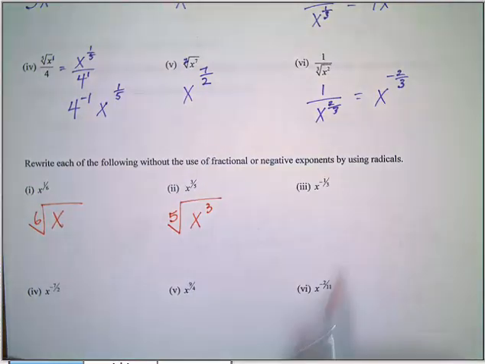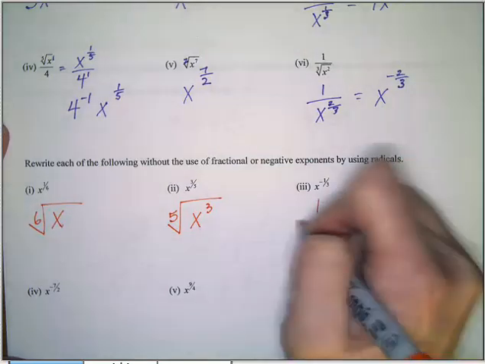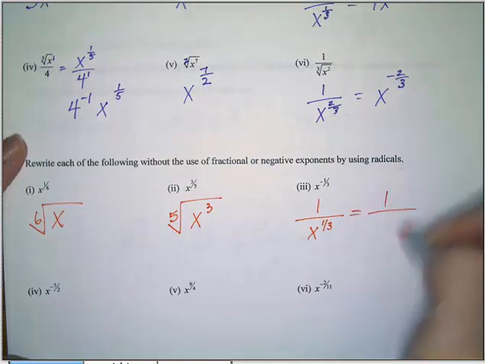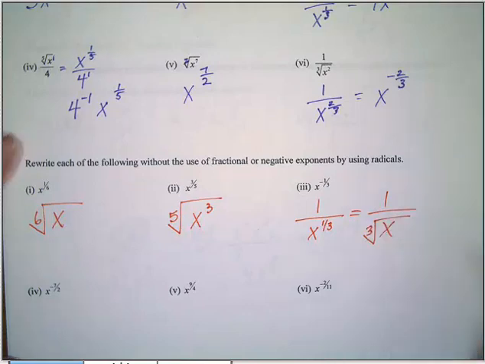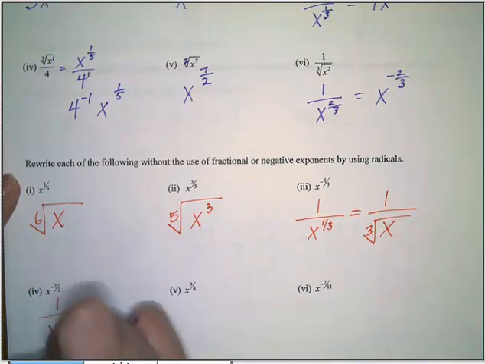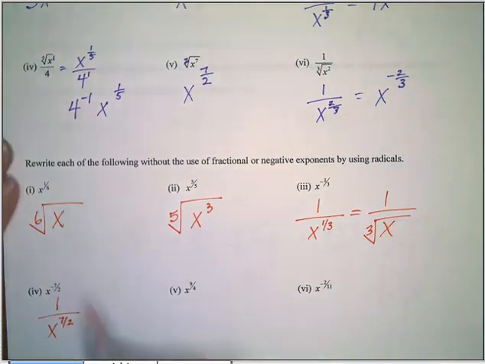In the third one, the first thing we want to get rid of is that negative. So I know that it becomes 1 over x to the 1/3. And then I'm going to change 1/3 into x to the 1st power, which I'm not going to write, with an index of 3. Okay? So always get rid of the negatives first. Don't do the negatives inside the radical. That'll be crazy looking and it'll be confusing. So if it's a negative exponent, first make it positive. So move it and make the exponent positive. Then rewrite it in radical form.